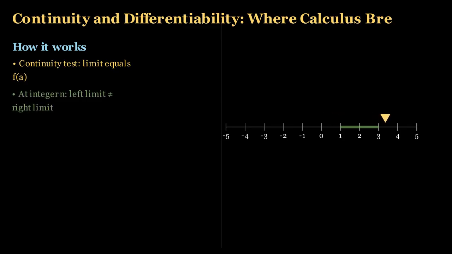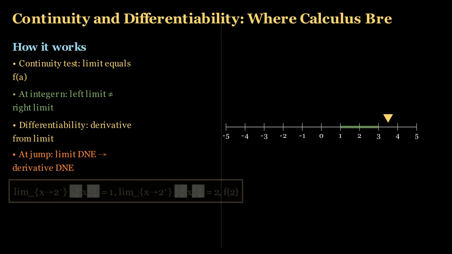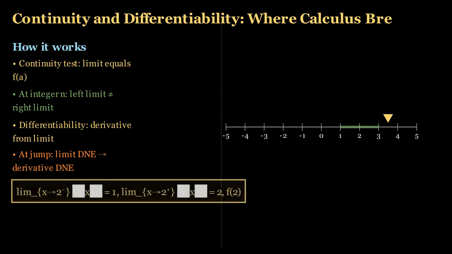Between integers, on an interval like 2 to 3, the function is constantly 2, so the limit at any point inside equals 2, which matches the function value. It's continuous. Now differentiability. The derivative is defined as the limit of the slope between 2 points as they get infinitely close. At a jump, that limit doesn't exist because the function lurches, so the derivative does not exist.